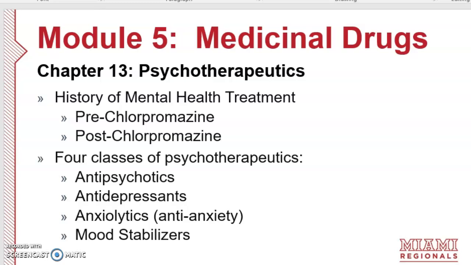So in this chapter, we'll then talk about these 4 classes of psychotherapeutics: antipsychotics, which are used to treat psychotic disorders like schizophrenia; antidepressants used for treating major depressive disorder; anxiolytics or the anti-anxiety medications that are used to treat anxiety; and then mood stabilizers that are used to treat bipolar disorder.